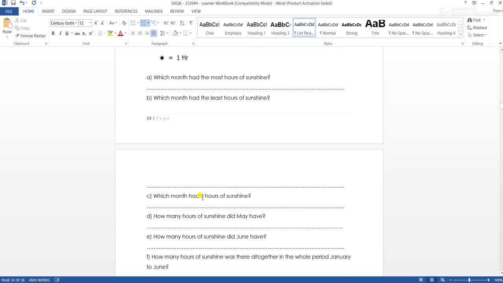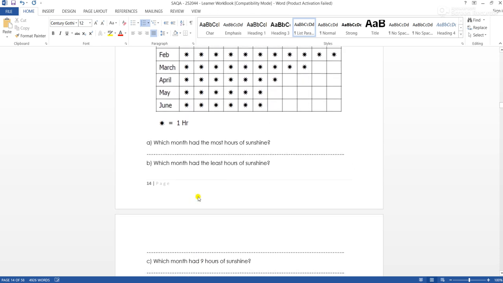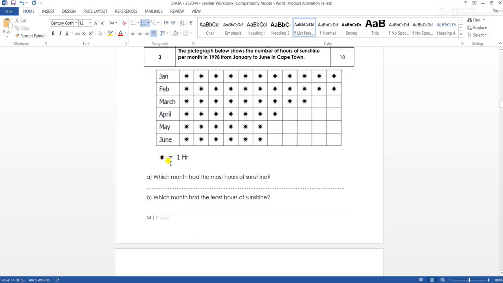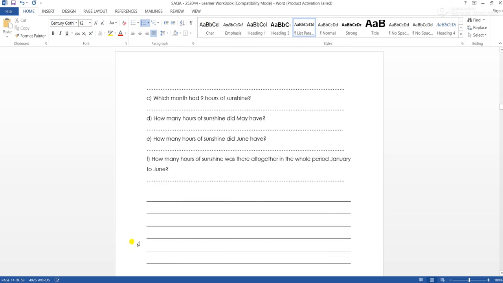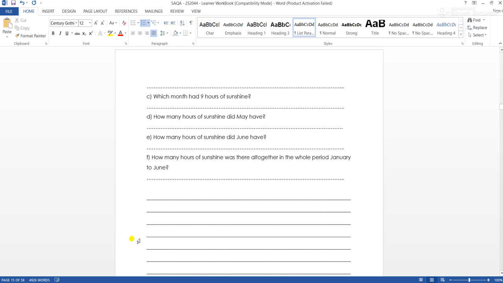And then which month had 9 hours? In order to answer, you need to calculate how many sunshines you have within your pictograph. So the questions are a bit tricky. You just have to focus and figure out what they actually ask for.